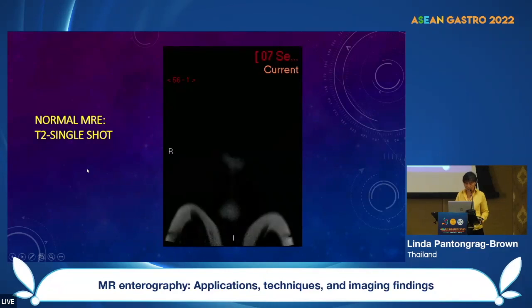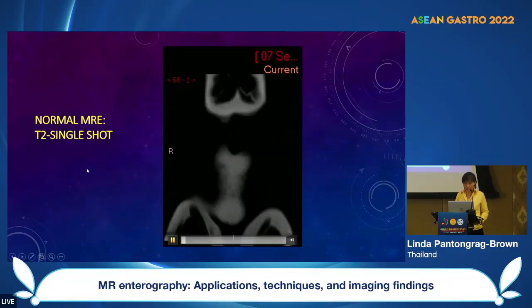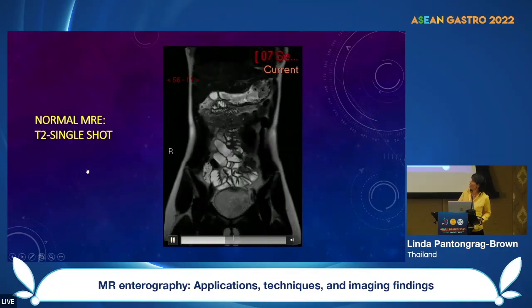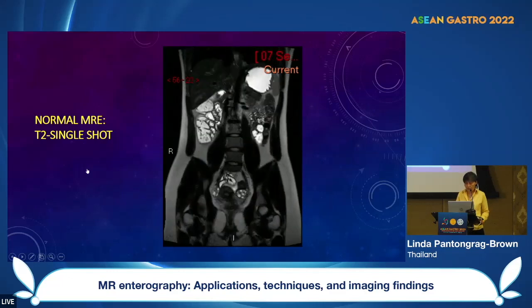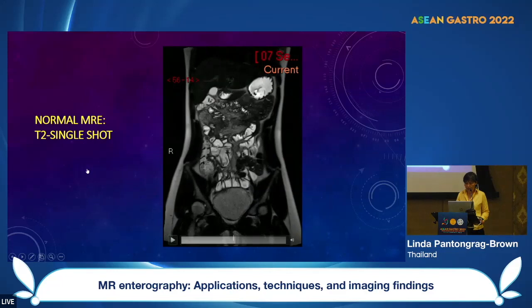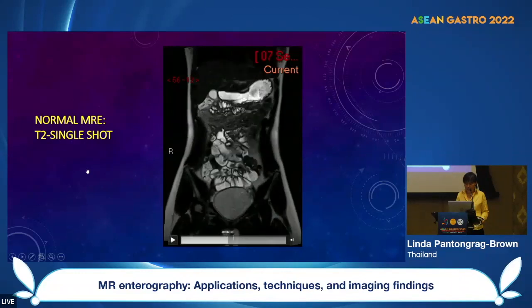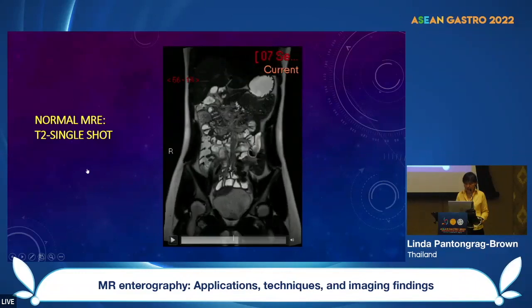I don't know if it projects well or not. This is a normal MR enterography on T2. You can see that on T2, the bowel looks bright because of the fluid, the wall is thin, and the valvulae conniventes are normal. So this is a normal MRE on T2 single shot, which is very fast.